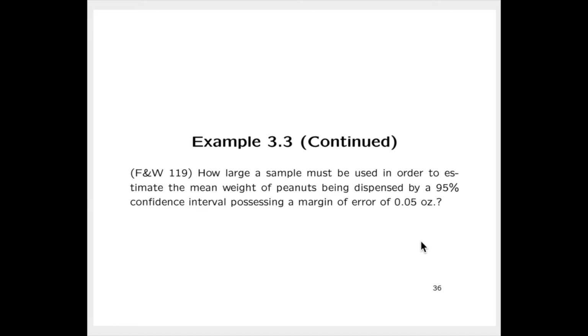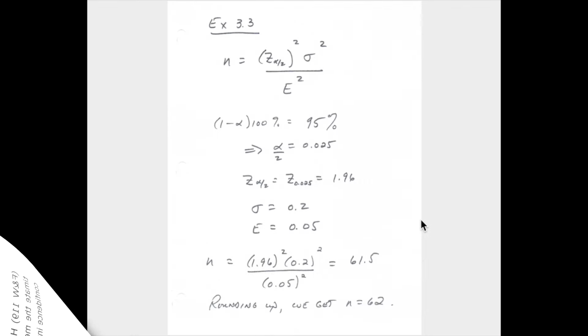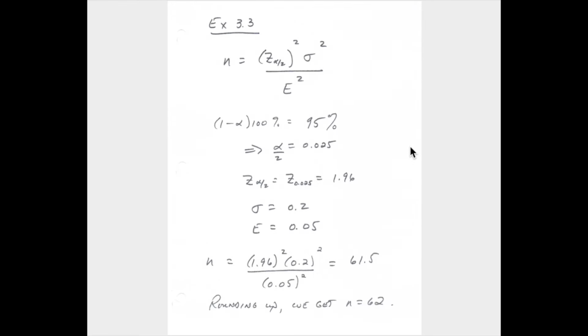So again, going back to this example where we're filling jars with peanuts, how large of a sample must be used in order to estimate the mean weight of peanuts being dispensed using a 95% confidence interval such that the interval has a margin of error of only 0.05 ounces? Let's see what sample size would be needed.